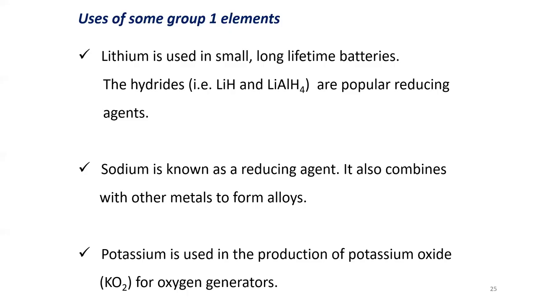Wait, can I ask a question? Okay, you can ask. Ma, for group one elements, why is it that shielding effect doesn't affect the boiling and melting points as compared to group two?